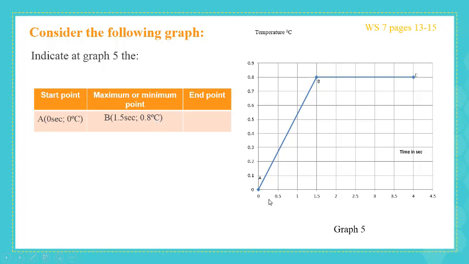What is the end point? The end point is C. What are the coordinates of point C? Draw a perpendicular to the x-axis. What is the resulting value? 4. What is the unit? Second. Draw a perpendicular to the y-axis. What is the value? 0.8. What is the unit? Degrees Celsius. So the coordinates of point C are 4 second, 0.8 degrees Celsius.